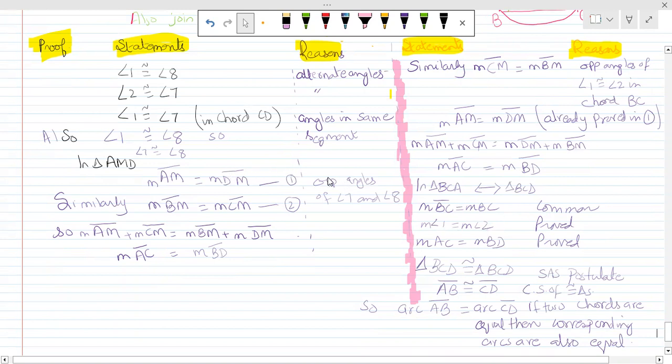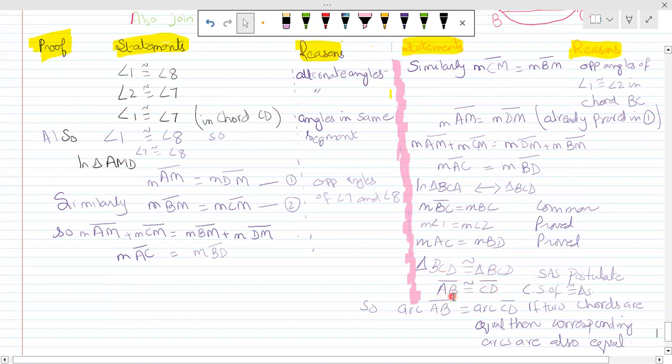We have proved it here. Let me show you. We have proved it here. They were equal angles in the same segment BC, and they are congruent. And now AC and BD, we have also proved these to be congruent. So the side angle side postulate is applied, and these two triangles are congruent.